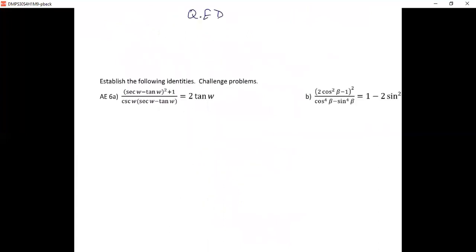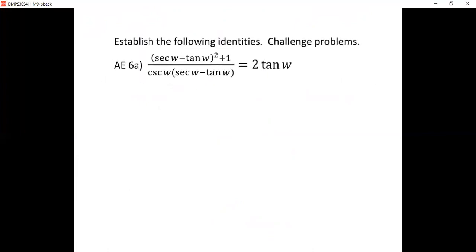So, next problem. Secant minus tangent squared plus 1 over cosecant times secant minus tangent. Wow, this is a lot. What approach should we take? Definitely let's work on the left side because that's far more complicated. So what I'm going to do is let's go ahead and multiply this out. So we're going to FOIL this out.